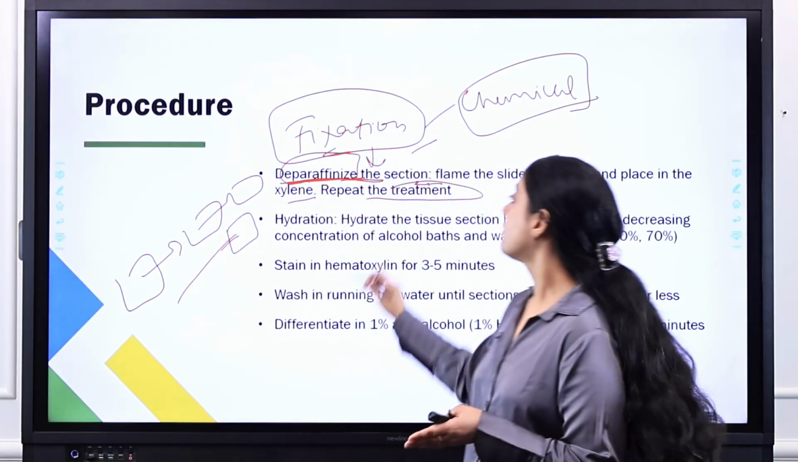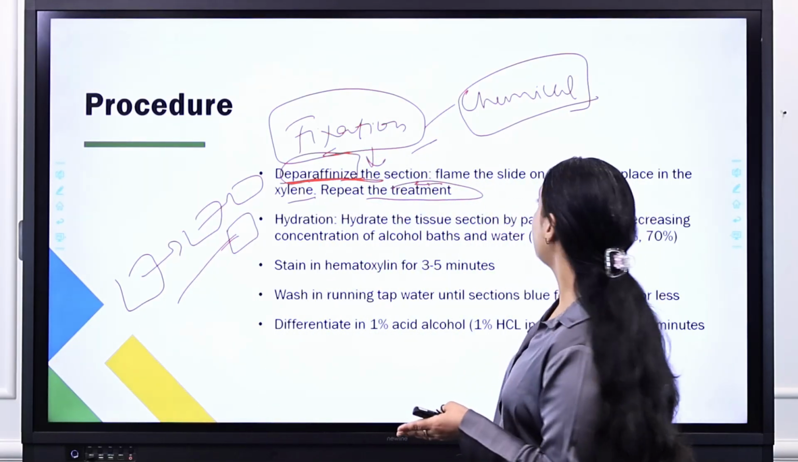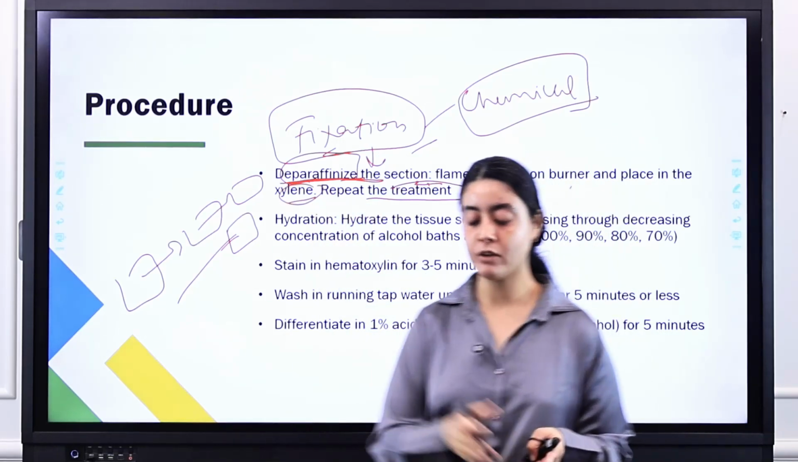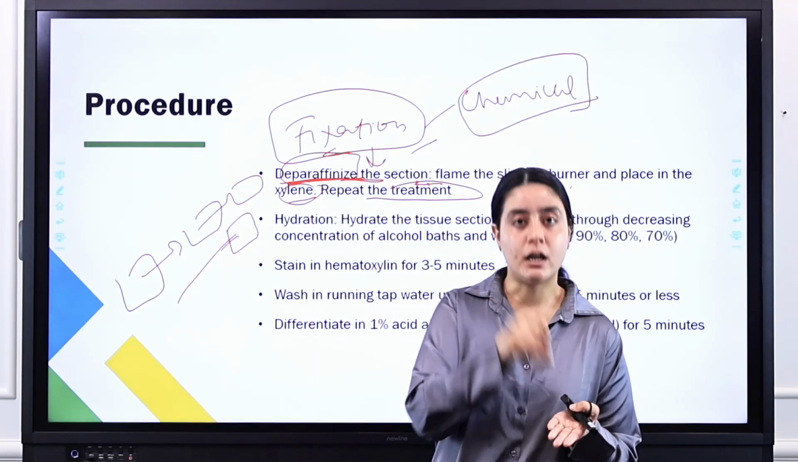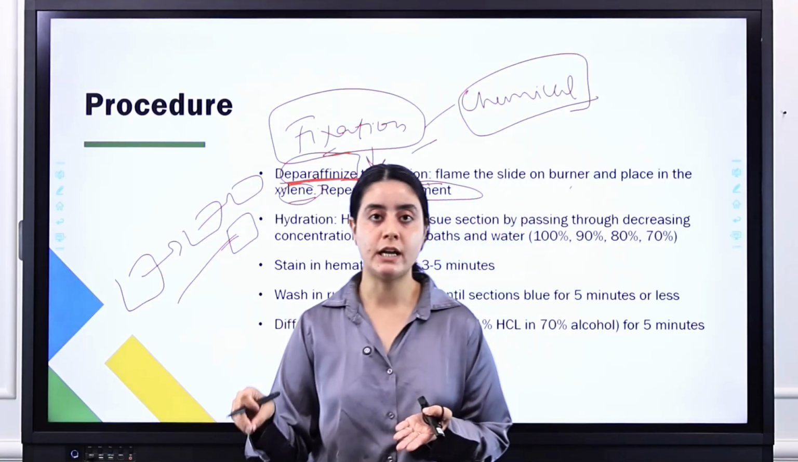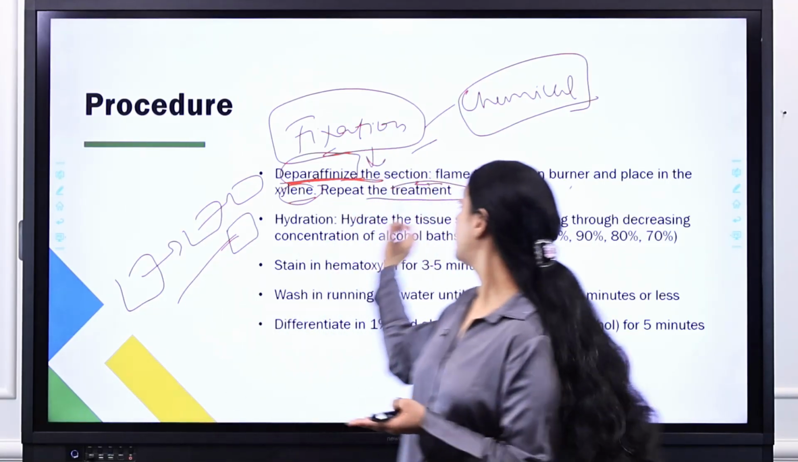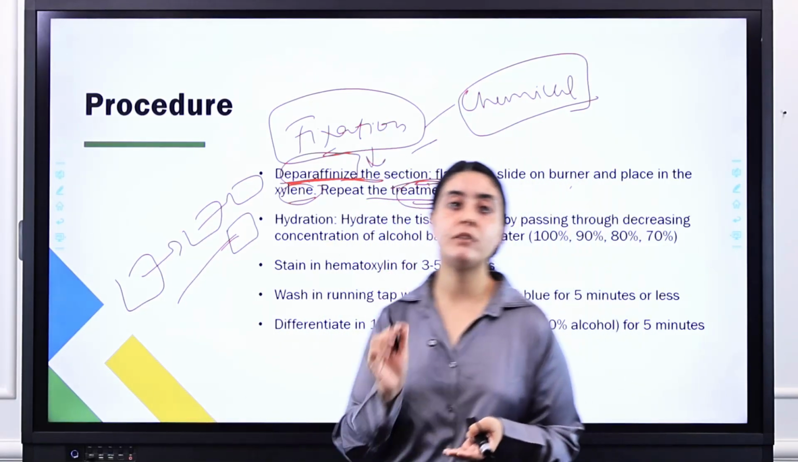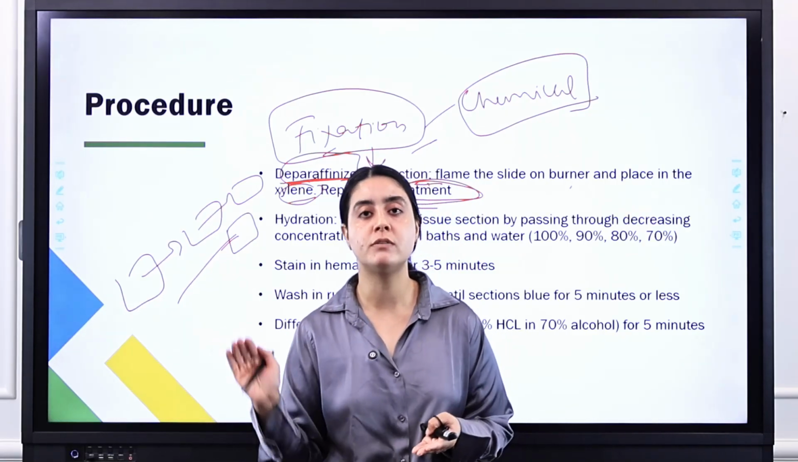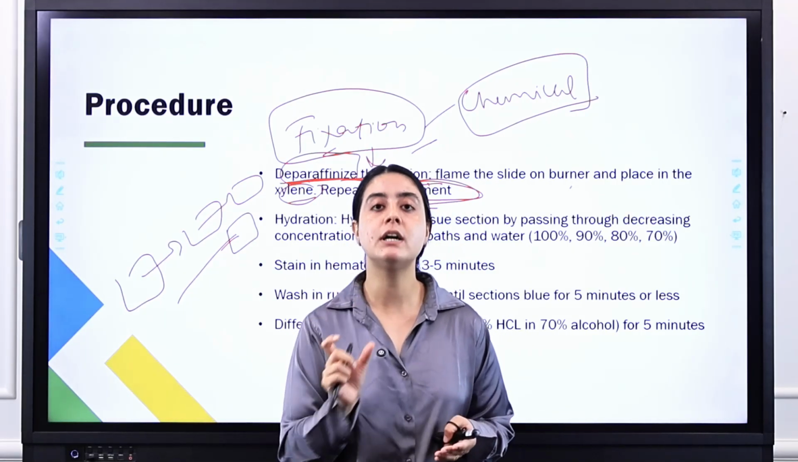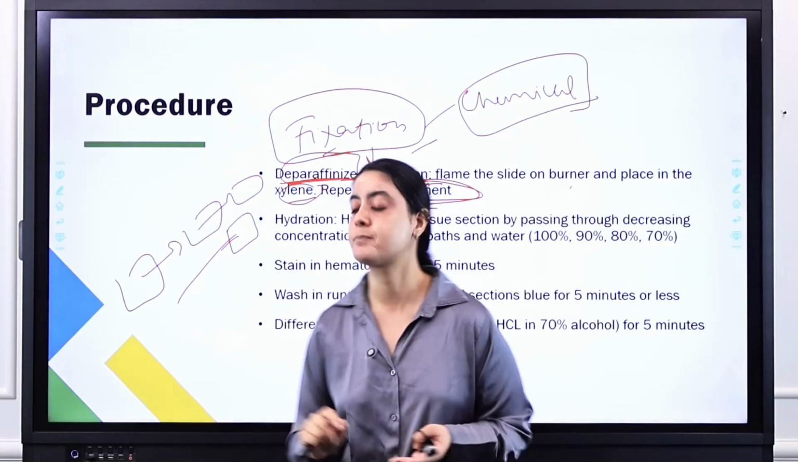Okay, so when we have to place it in the xylene, we have a particular box. First you have to deparaffinize in the alcohol, then you have to put it in the xylene. So you have to repeat the treatment. Why do we have to repeat the treatment? We have to repeat this step until all the wax is removed from our samples. Okay, and we have a clear slide for the staining purpose.